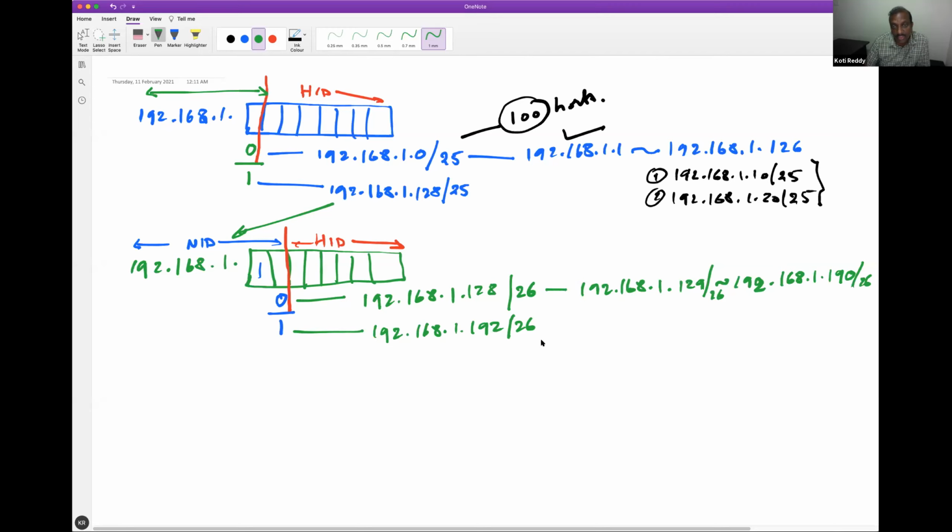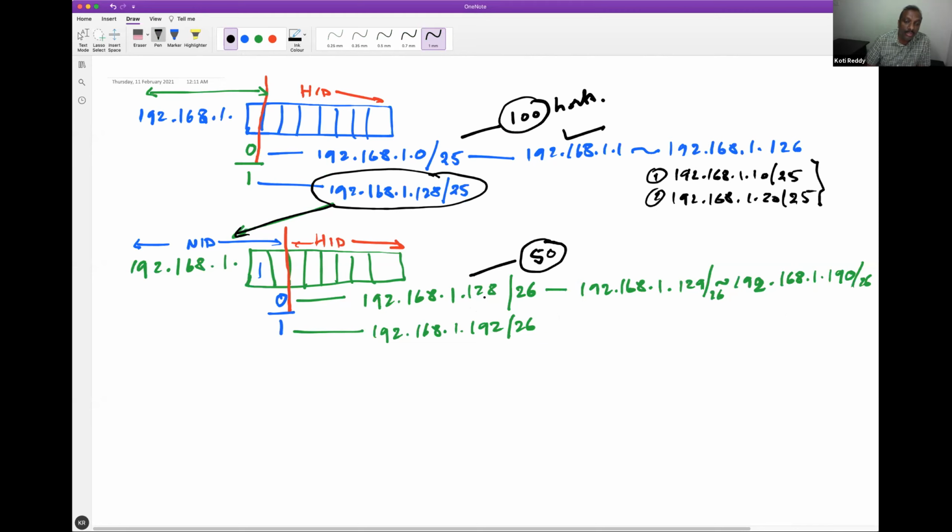What's the range of this one now? Let's not write it down. So what I do now, I choose this one for 50 hosts. You understand now? I considered this second network ID and expanded it here. In that I'm accommodating 50 hosts, because these two are mutually exclusive to each other, so no overlap will be there.